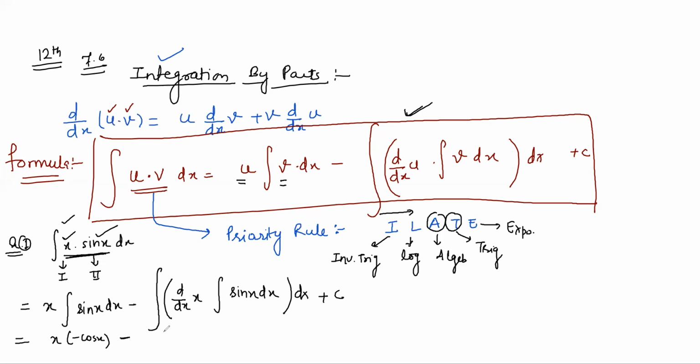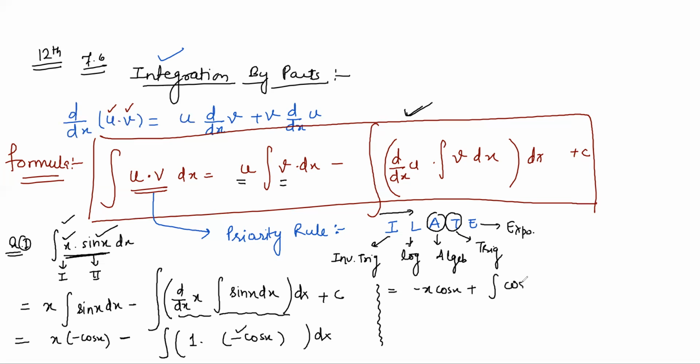Then minus, this outer integration will remain same. First solve these terms which are inside the bracket. So d by dx of x, it means differentiation of x will give you 1, and integration of sine x will give you minus of cos x. Okay, so my question is about to solve. It is minus of x cos x, and you can see this minus and this minus will become plus, and it is integration of cos x dx plus c. So this is nothing but minus of x cos x, and this cos x will become sin x after doing integration, and this is plus c, and this is my answer.